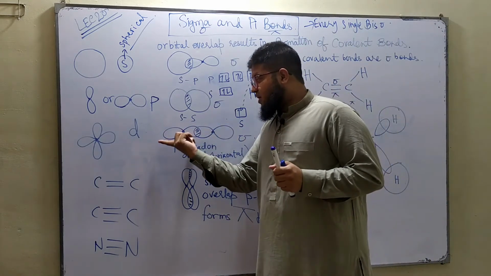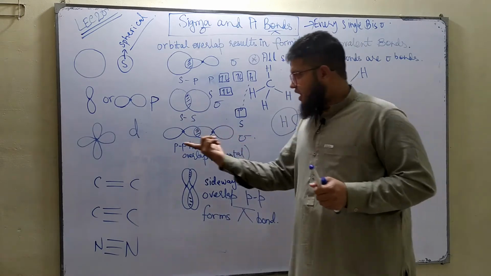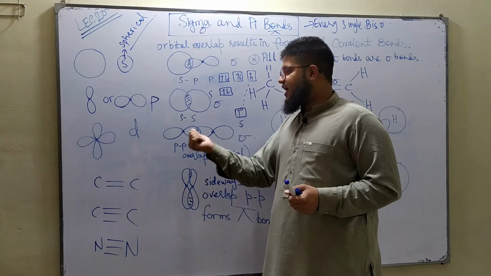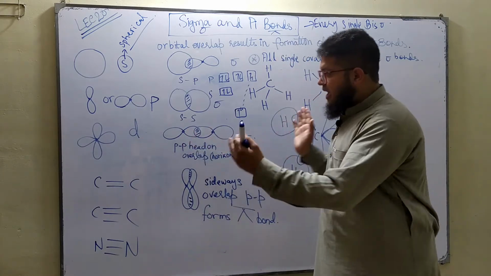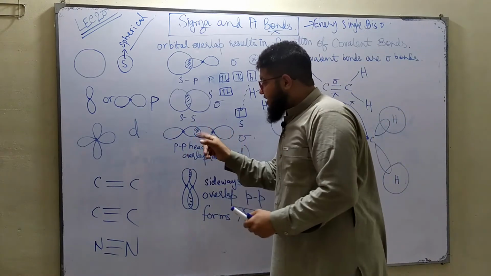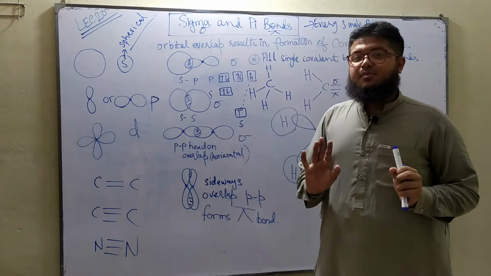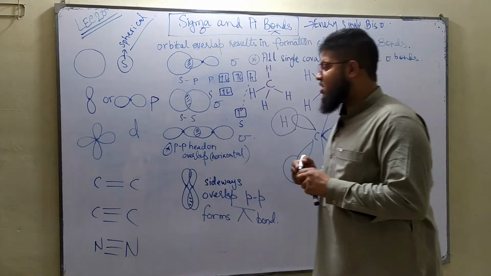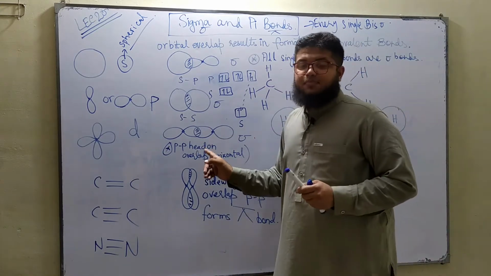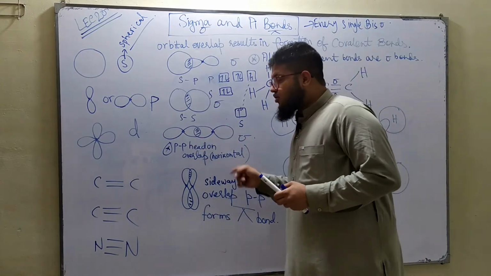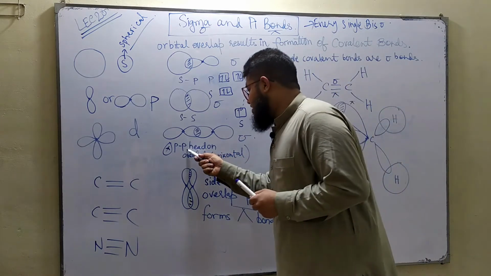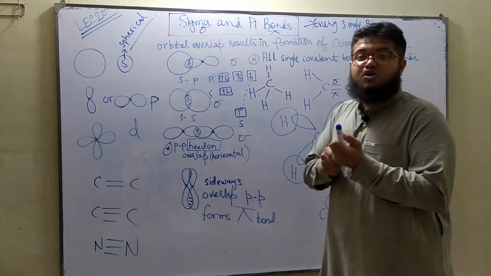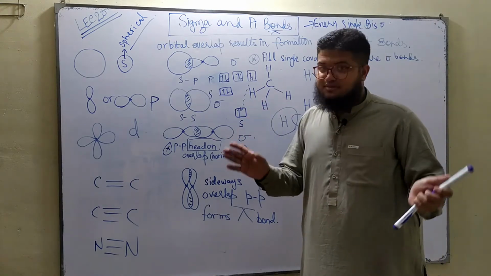Now, how will the p orbitals overlap? First of all, if one p orbital is horizontal and the other is also horizontal, and they overlap head on, meaning the heads of both the orbitals overlap with one another horizontally, then the type of bond which is formed is going to be a sigma bond. So this is one fact that I would want you guys to remember, that pp head-on overlap will result in a sigma bond. By head-on, I mean the horizontal overlap, and head-on is the key term over here.